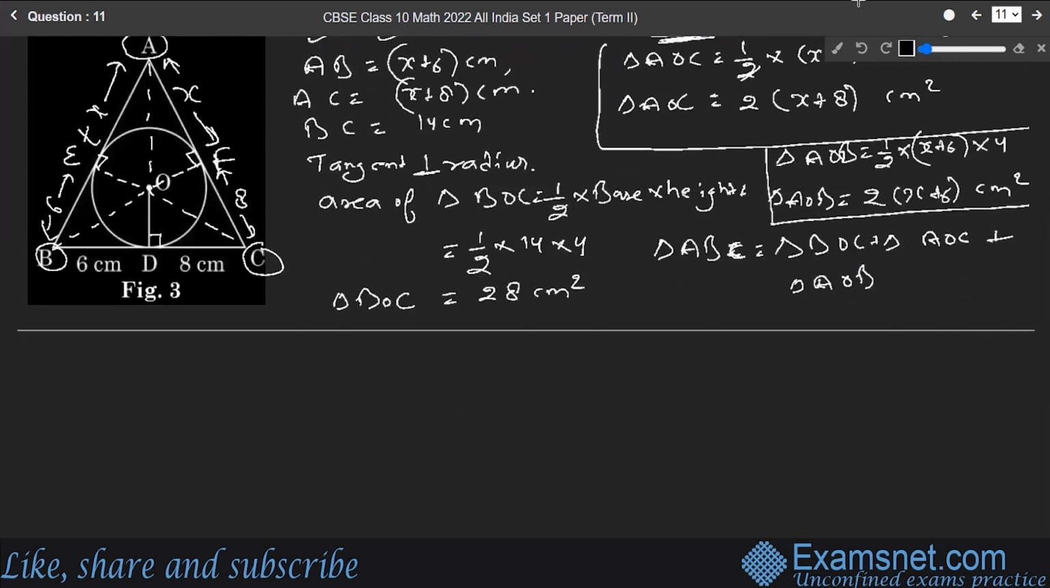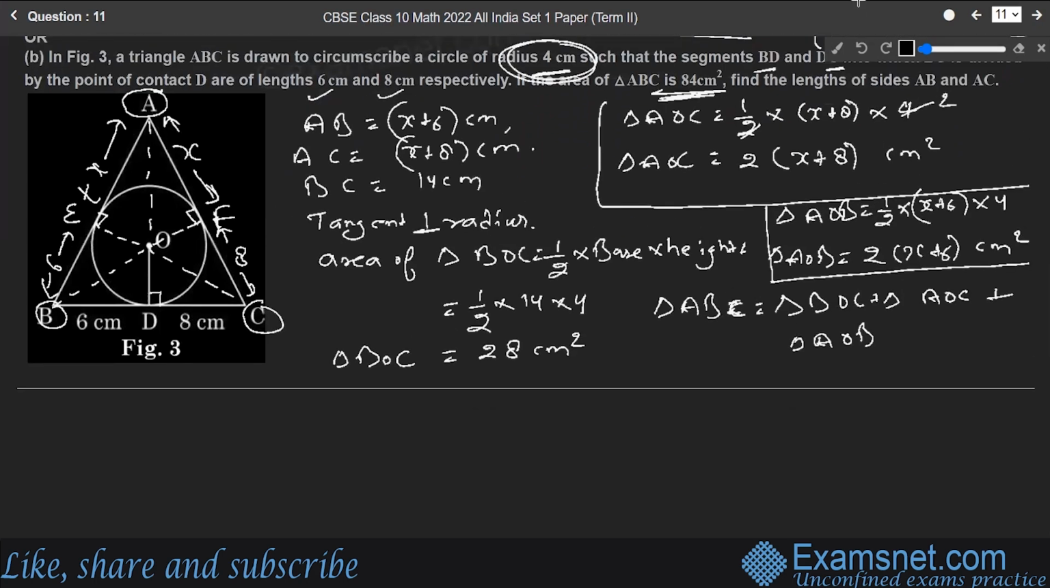So triangle ABC's area is already given in the question. How much is the area given? Let us see it above. The area is given as 84 centimeter square. So let us equate the total area of triangle ABC as 84. So we're going to get 84 is equal to, the first area was 28, then plus 2 times x plus 6, plus 2 times x plus 8.